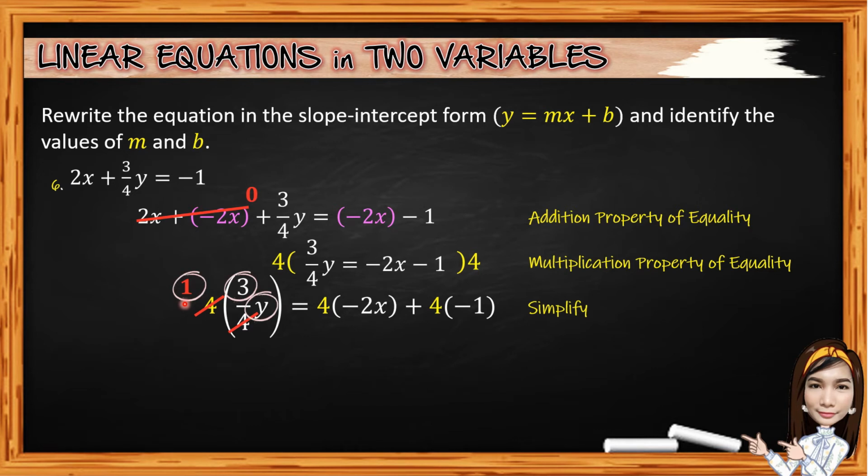Then multiply the remaining 1 times 3 times y, which is equal to 3y. Then multiply 4 times -2x is -8x. Then multiply positive 4 times -1, we have -4. Then divide both sides by 3, which is the coefficient of your y, so that we can simplify.